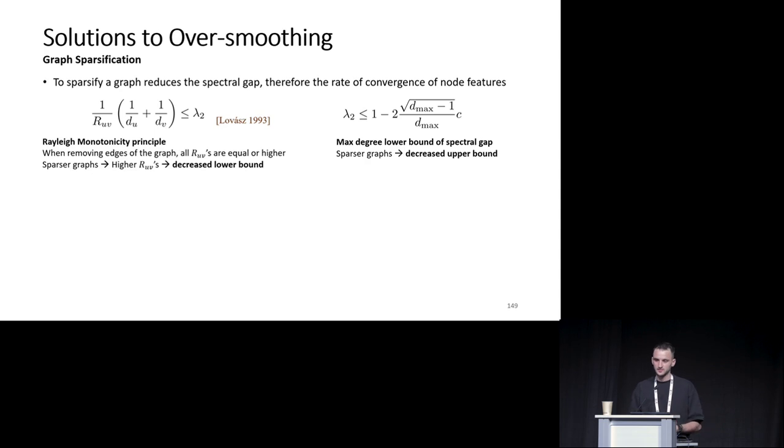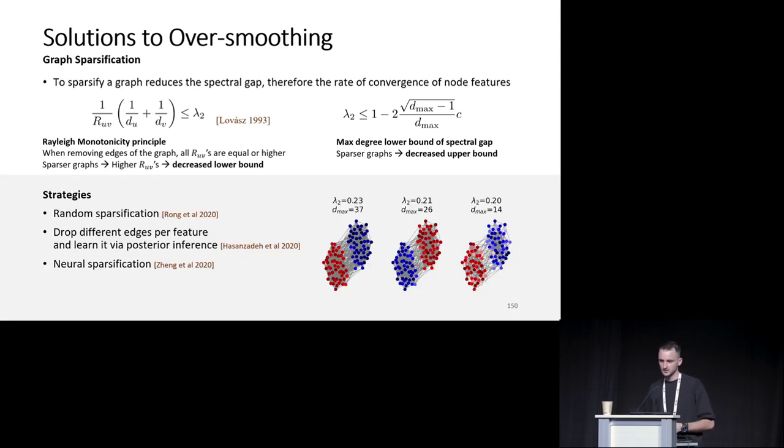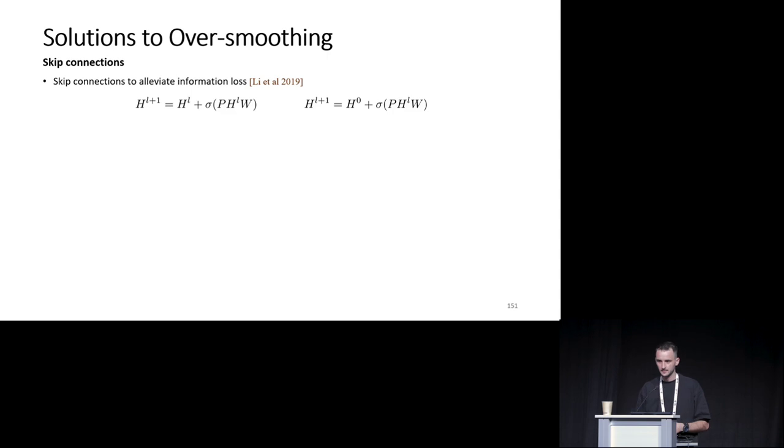We also can do graph sparsification, and not going into detail into the bounds, but the idea is that if you sparsify the graph, you decrease the spectral gap. And as we showed before, this spectral gap, this second eigenvalue of the Laplacian, is the one governing the mixing of the nodes. So there are different strategies like random sparsification, because no matter how you sparsify, this value could go down, or different strategies that are based on neural sparsification, or learning how you sparsify the graph.